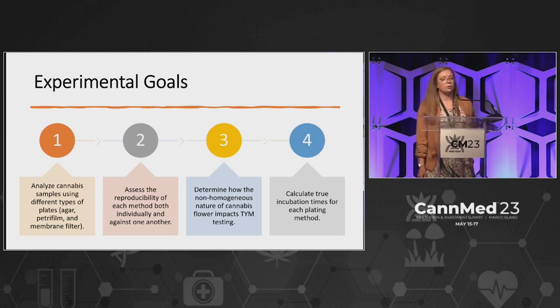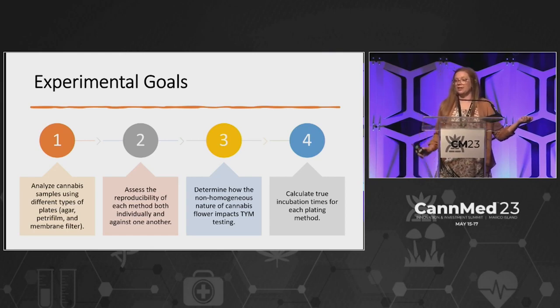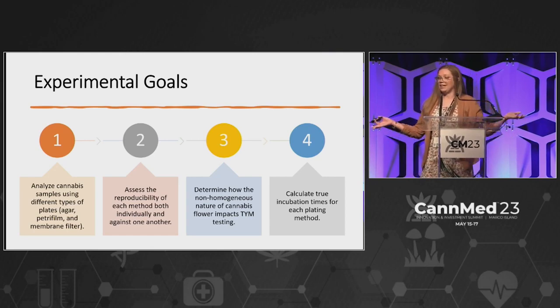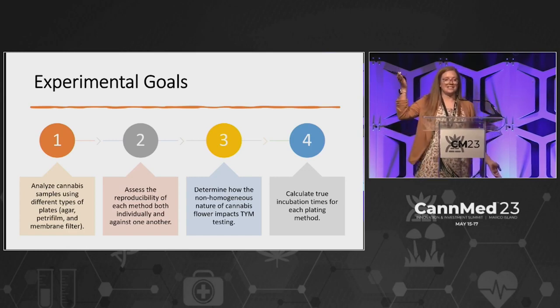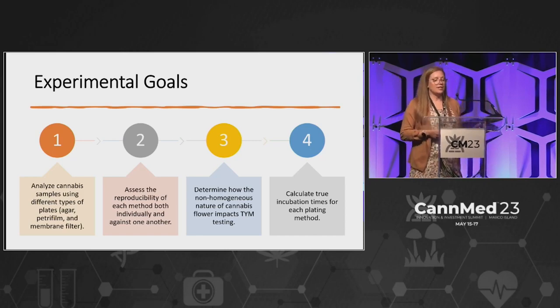Through this, we were also going to be able to determine how the non-homogeneous nature of cannabis impacts total yeast and mold testing. We all know cannabis is not homogeneous. So what happens if I take a 1 gram scoop here and a 1 gram scoop here? Do I get completely different results? Which result is right? Did I get way more yeast and mold in this scoop and less yeast and mold in this scoop? So that raises questions.